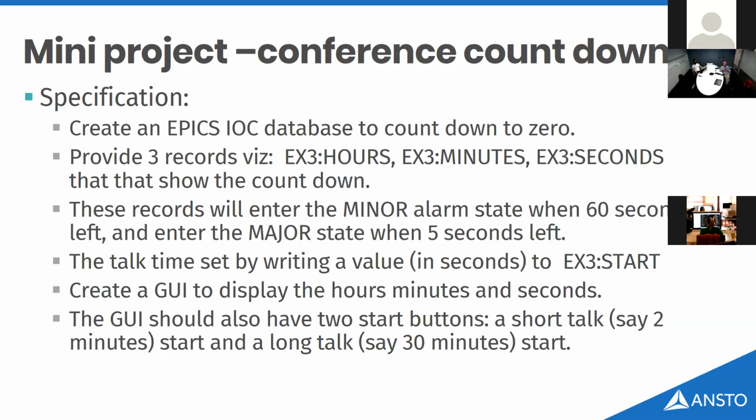We'll have a PV to start things off, and the duration of the time is set by writing a value to that start. So if you want it to run for 3 minutes, you can write 180. If you want it for 2 hours, you write 7,200. I've got a GUI already, and on the GUI, there are 2 start buttons that start a short talk, which I think was 2 minutes, and a long talk, which is 30 minutes. You don't have to worry about the GUI, but you definitely have a crack at the database.